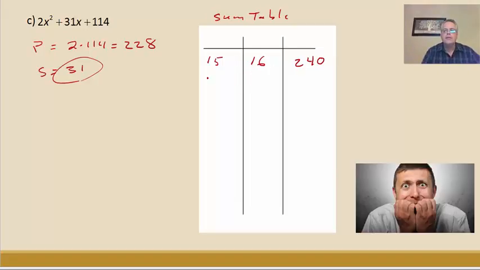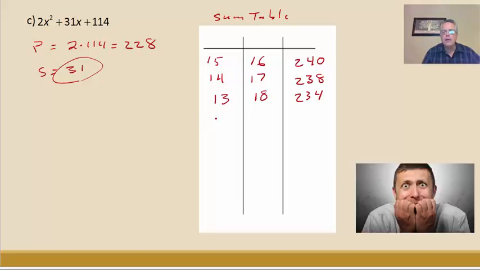It's too big. So we're going to make one go down and the other one go up. These still add to 31. But 14 times 17 is 238, which is a little bit better. I'm going to keep going. Make this go down by 1. This go up by 1. We get 234. We're getting close.